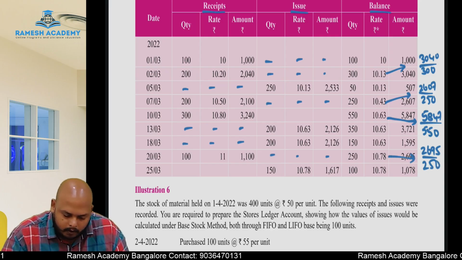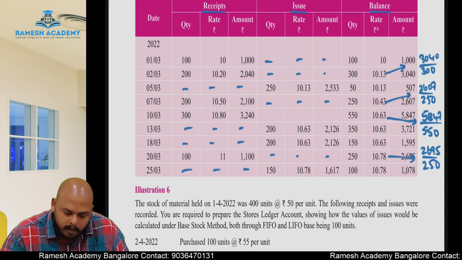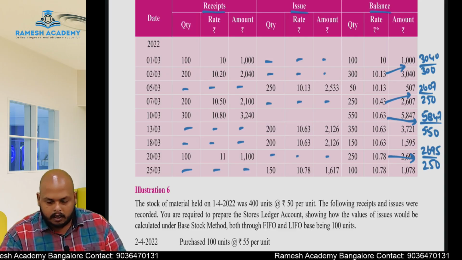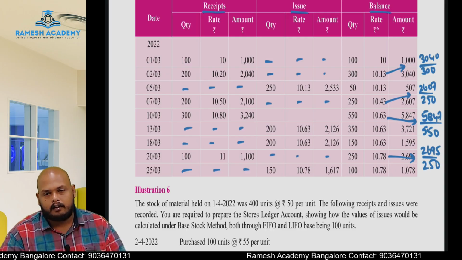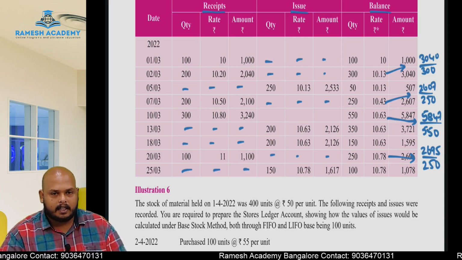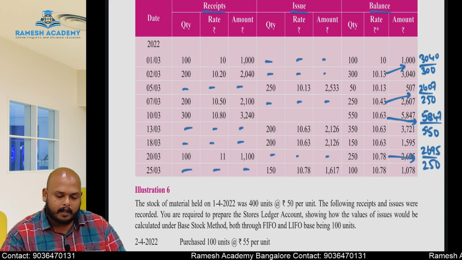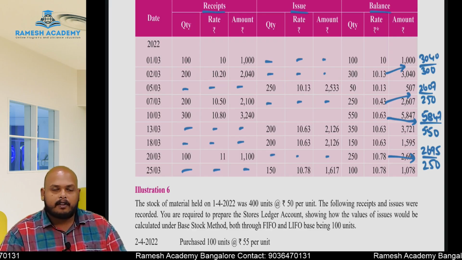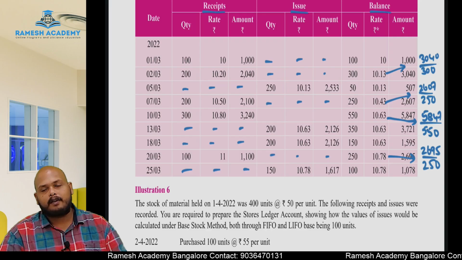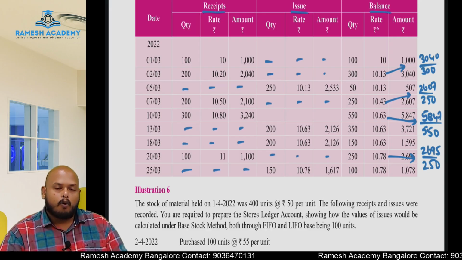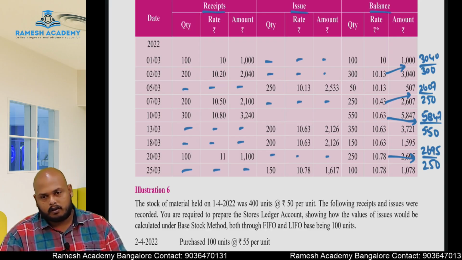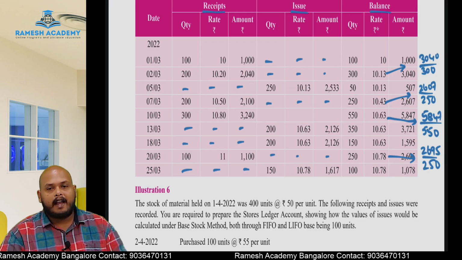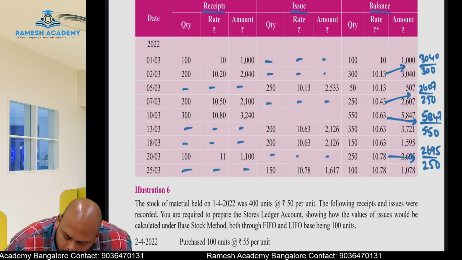He issued 150 units on 25th March. So the remaining balance is 150 units. So 10.78, the value is 1617. Okay? Suppose in the examination, in the 2021 online examination, he asked, apart from this ledger account, what is the value of closing stock? When he is asking the value of closing stock, you have to write this value.